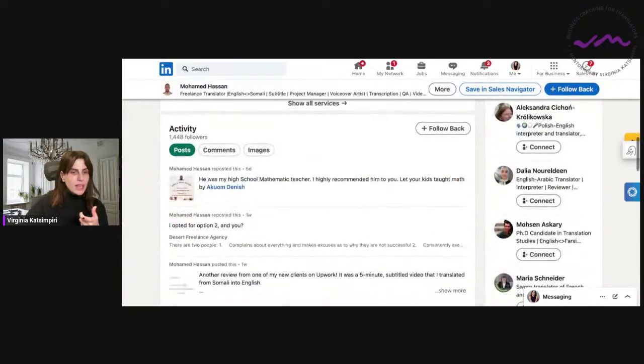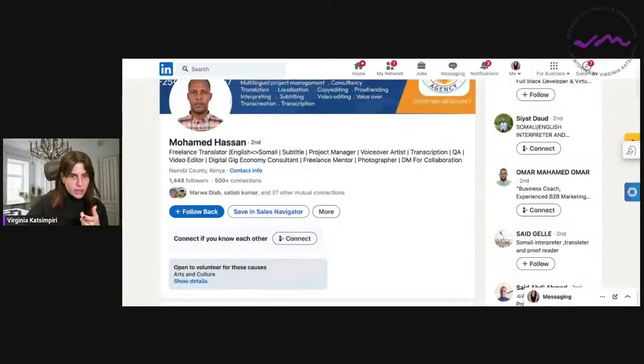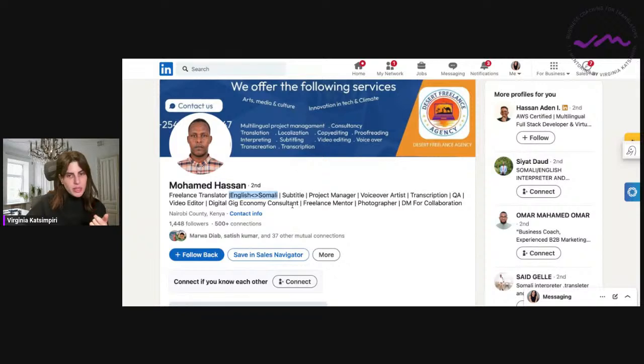It's not pretty clear. Scrolling down, I see your headline, freelance translator, English to Somali, which here you don't have a space in between, so search engines think that this is one word. You have all of your services here, repeating the information that people see on your banner photo. So I would suggest you have a different headline, and add a help sentence.